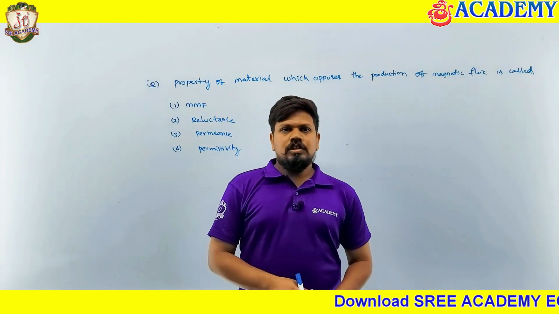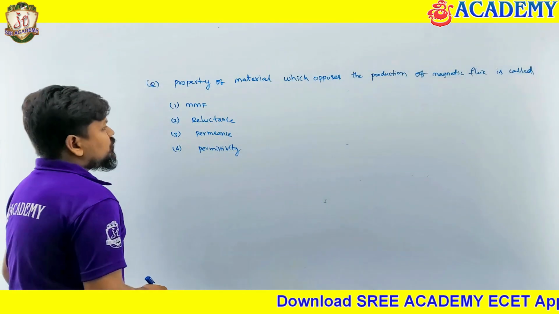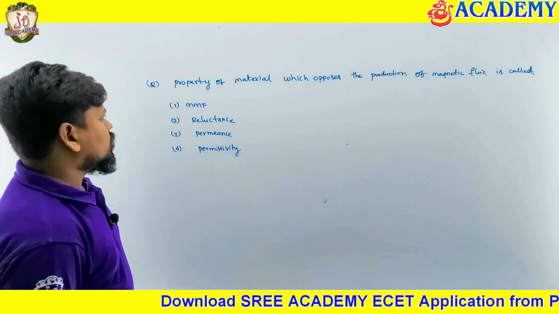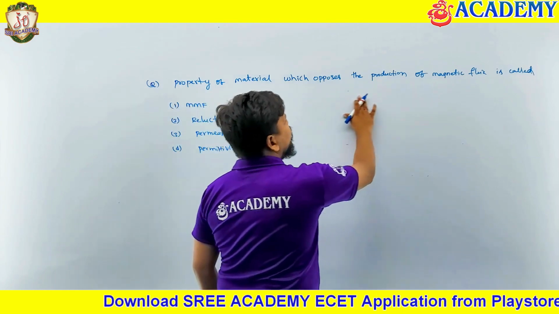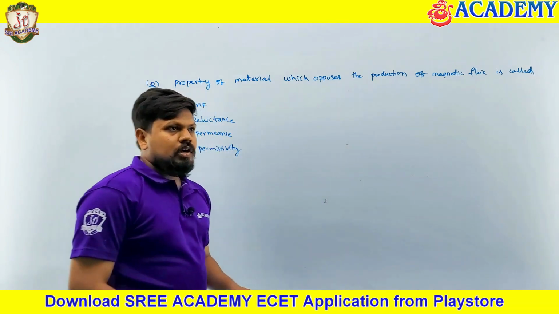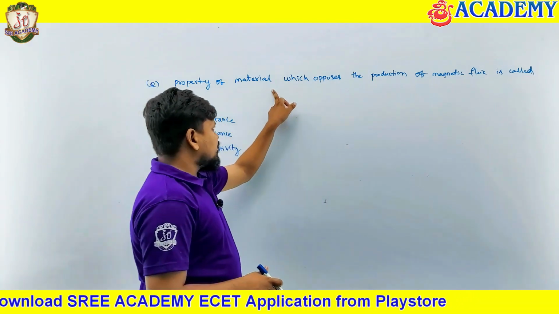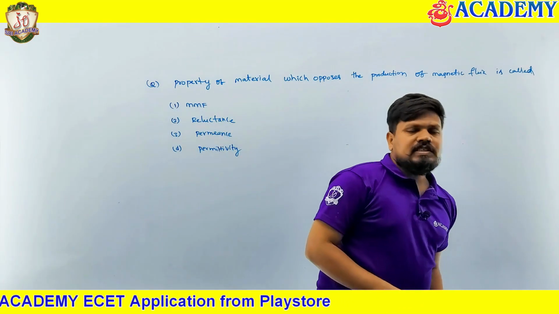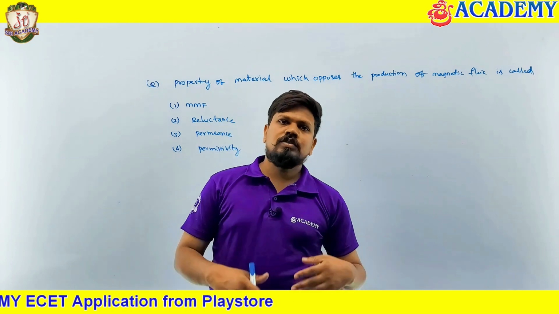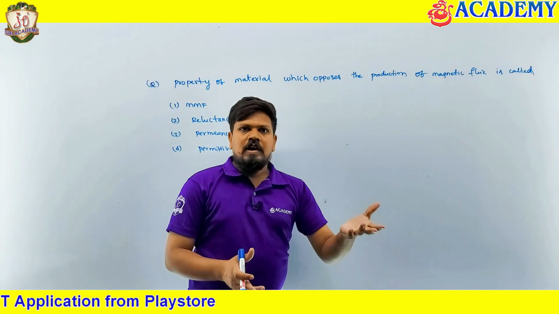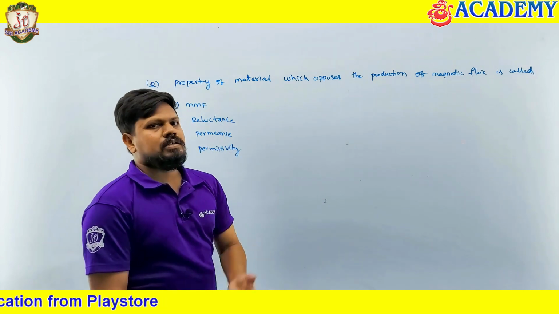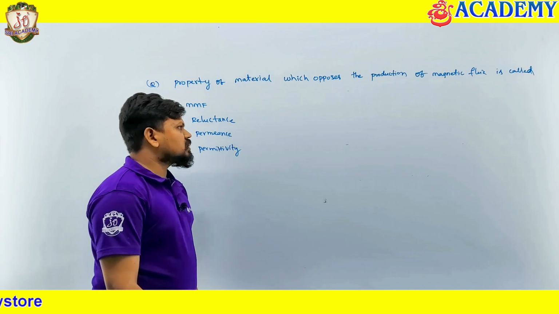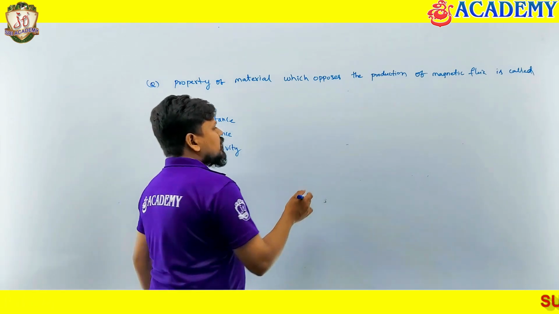Okay, the next question: the property of material which opposes the production of magnetic flux is called. Which opposes the flow of magnetic flux, it has to be actually. If something is more, flux will be less; if something is less, flux will be more. What is that something they are asking? Let's compare these things. We know Ohm's law. What is Ohm's law?